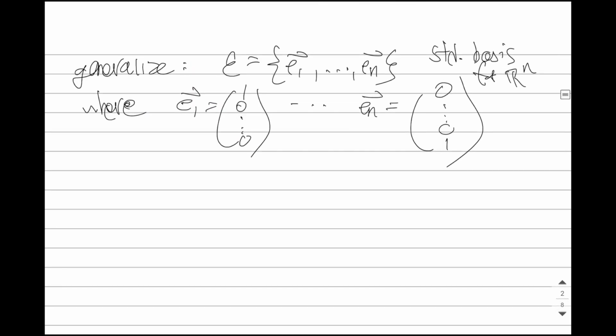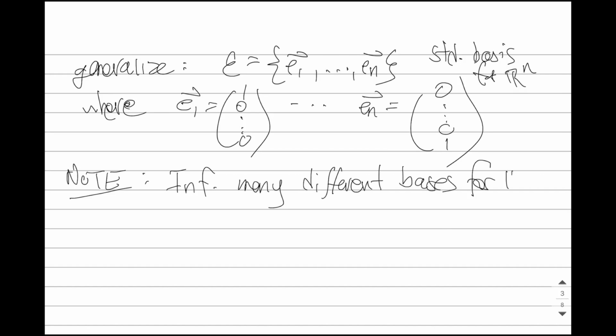You'll notice that these vectors that I chose weren't really special. They were only special in the sense that they just had to be different enough and there had to be enough of them. So here's a really important realization. There are infinitely many different bases for Rn. You can choose any set that spans and is independent.